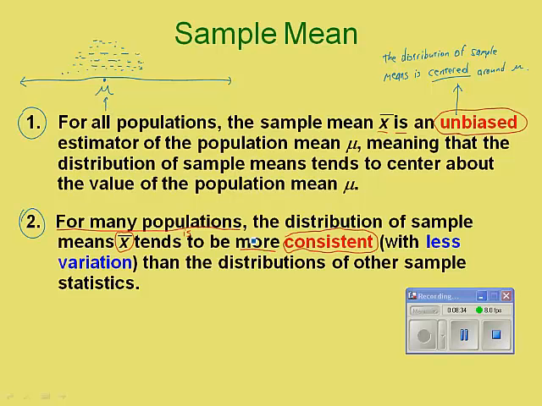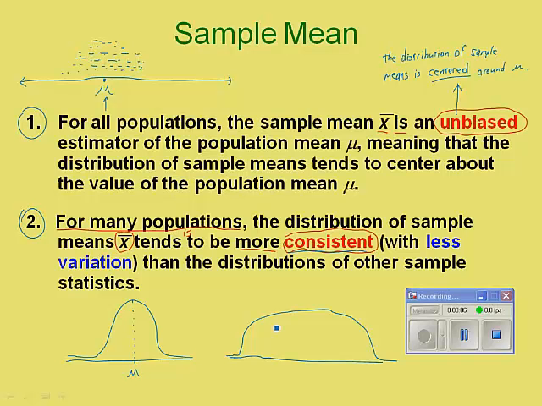Okay, what the heck does point number 2 say? Point number 2 says consistent. To do consistent, I need 2 pictures. Okay? So let me draw 2 bell curves. Here's a bell curve. And here's a bell curve. Now, at the center of each bell curve, I know I'm going to get mu, because that's point number 1.